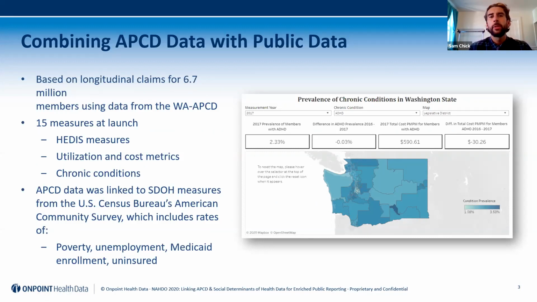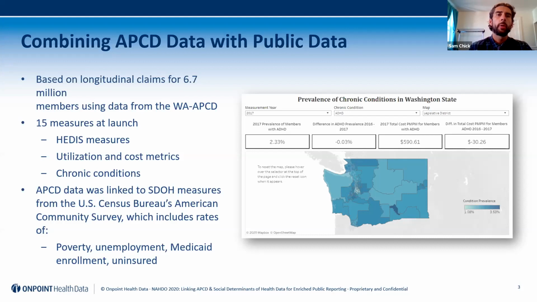After due consideration, we also settled on a list of 15 claims-based measures that we thought would be both generally applicable and analytically valuable. So measures that would apply to as many people in our base population as possible.